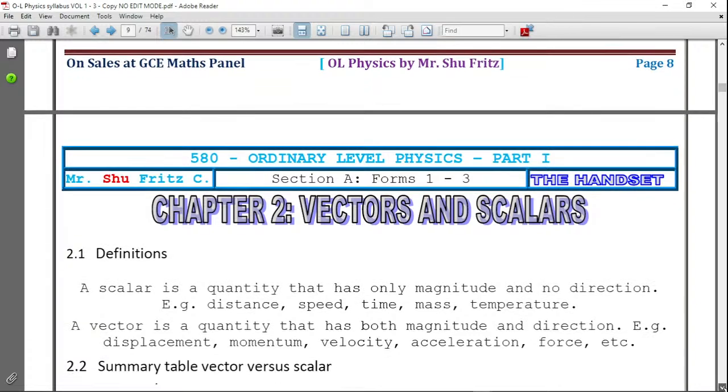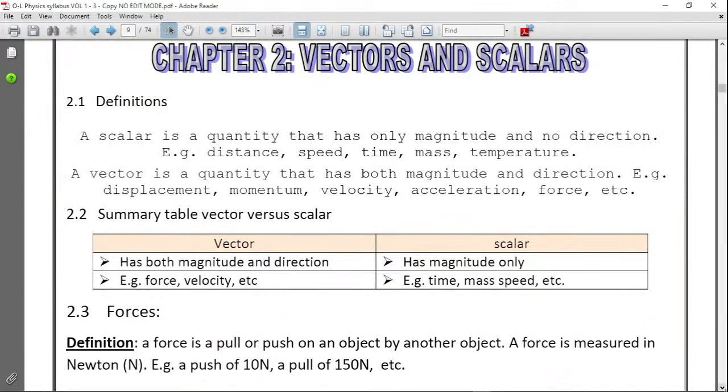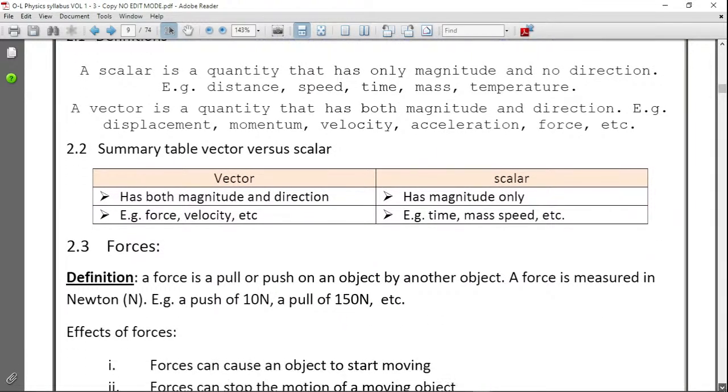Now in chapter 2, we'll be looking at scalars and vectors. So what is a scalar? A scalar is a quantity that has only magnitude and no direction, as we discussed before, while vectors have both magnitude and direction. And you can use this table like this to differentiate.